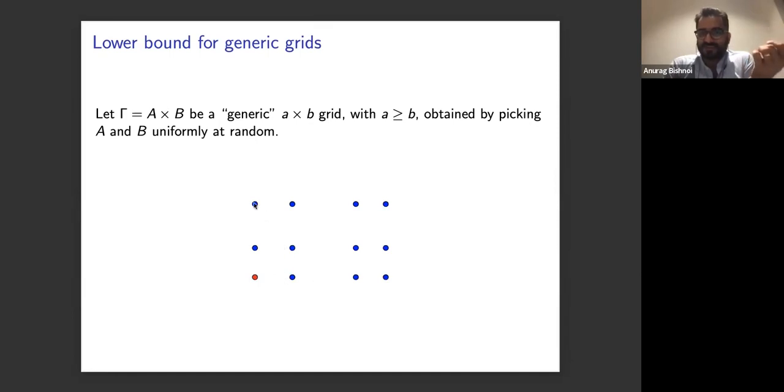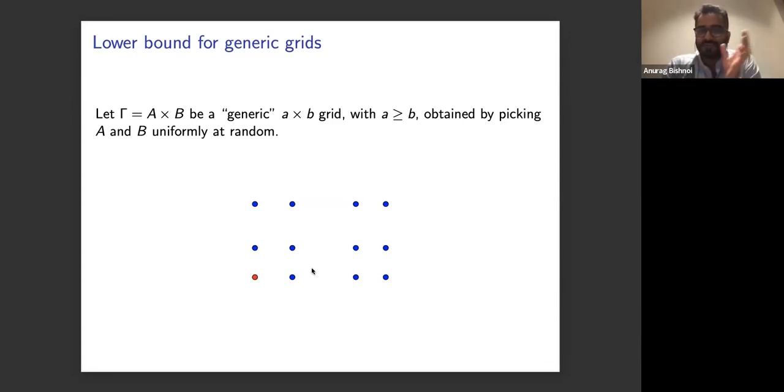Why is it generic? Because if I take any line joining a point on the x-axis and a point on the y-axis, then it will miss all the points in the middle. So if I take, for example, the line joining this point over here and this point here, then it should miss all the other points in the grid. That's what happens in a generic grid, and we really need that in our argument.